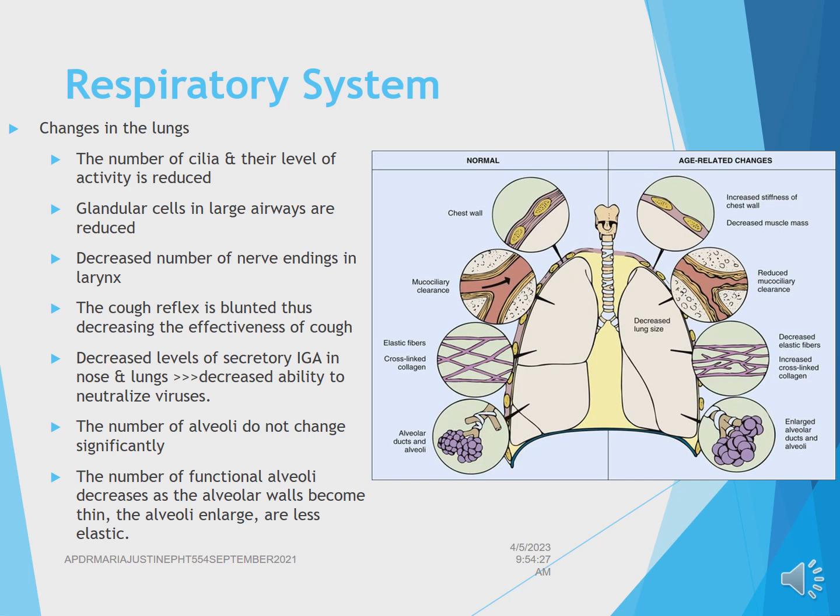There will be decreased levels of secretory IgA in the nose and the lungs, and this will decrease the ability to neutralize viruses. The number of alveoli does not change significantly. The number of functional alveoli decreases as the alveolar walls become thin. The alveoli enlarge and are less elastic.